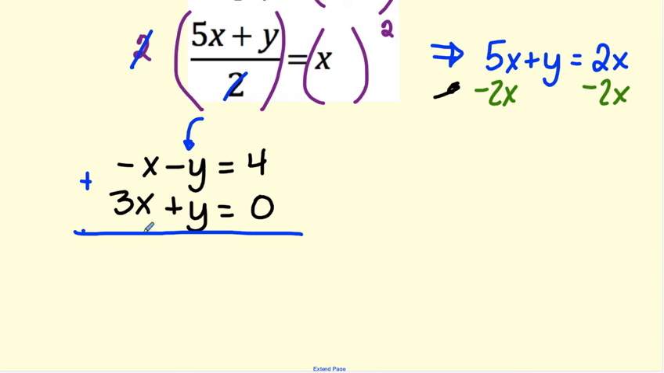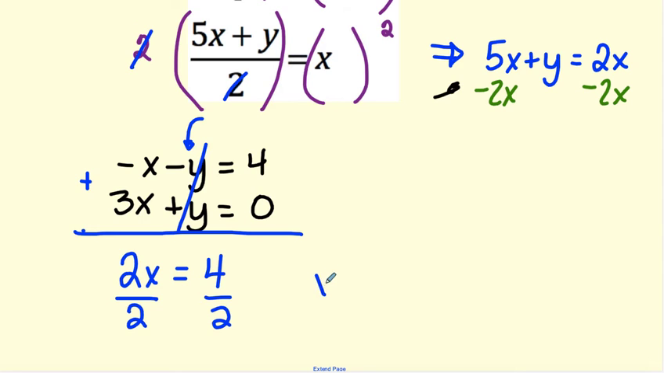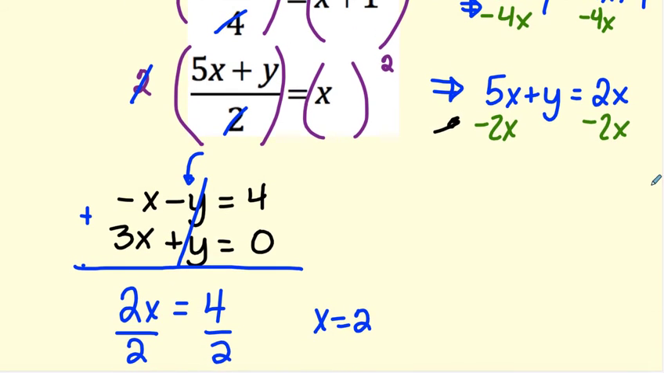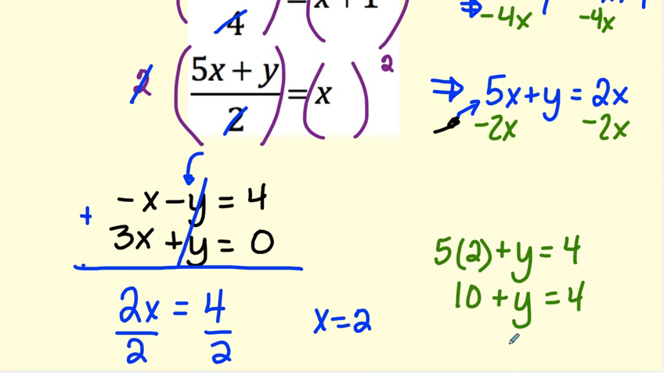All right, so I have a negative x plus 3x, which gives me 2x. The y's get eliminated, and then I'm left with 4. All right, so here I can divide both sides by 2 and get x equals 2. Now, remember, I'm not done. I want to go back and find the y. Well, I'm going to use this equation right here. So I'm going to do 5 times 2 plus y equals 2 times 2, which is 4. So 10 plus y equals 4, and I'm going to subtract 10, balancing that equation, and I'm going to get y to equal negative 6.